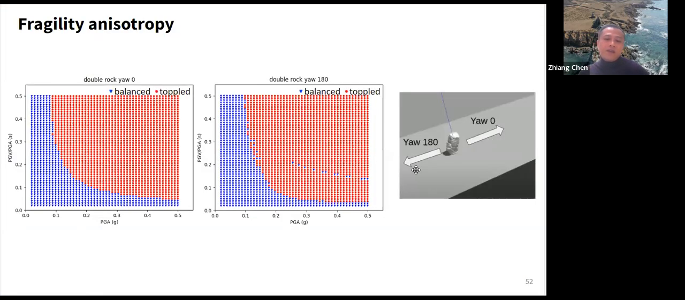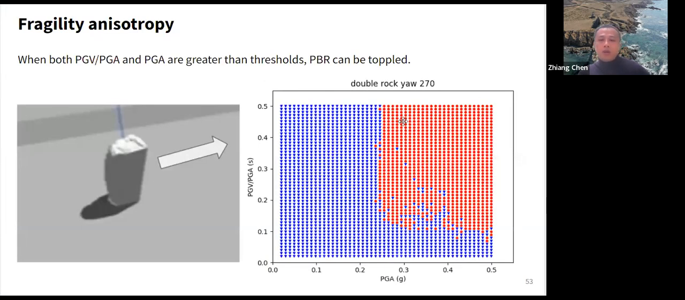And you can see that even for opposite directions, their fragilities are slightly different. And for some scenarios, you can see the boundary is not smooth, it's not like a curve. For this scenario, the ground motion has to be greater than some threshold for the PBR to be toppled.